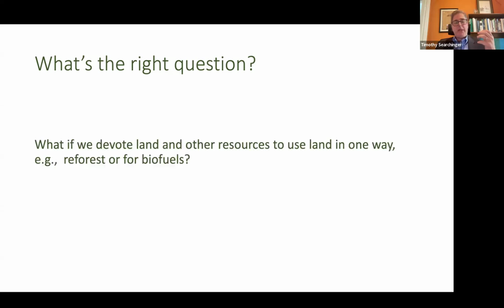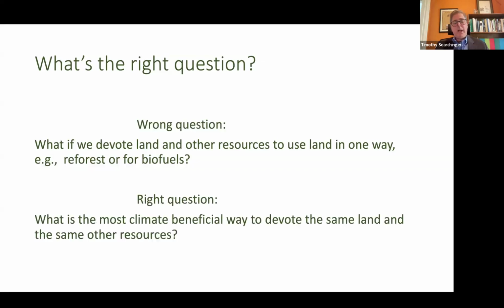The right question to ask should be, what's the best use of land? We have a limited amount of land. What's its best use? Actually, that's the wrong question. I'm sorry, I put it the right. This is the right question: what is the most beneficial way to devote land?